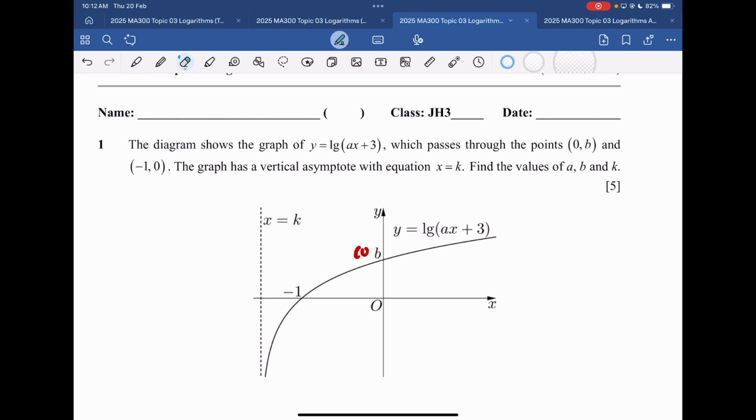So (0, b) I sub inside here. Y equals b, x equals 0. So it's a times 0, then plus 3, log. What does it mean? b is just log 3.